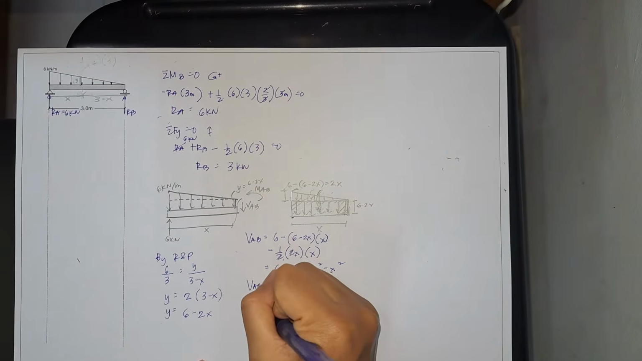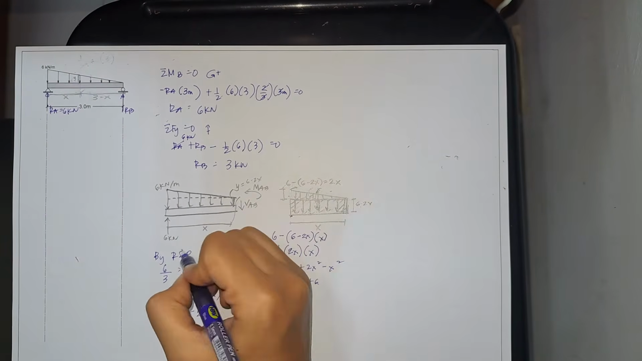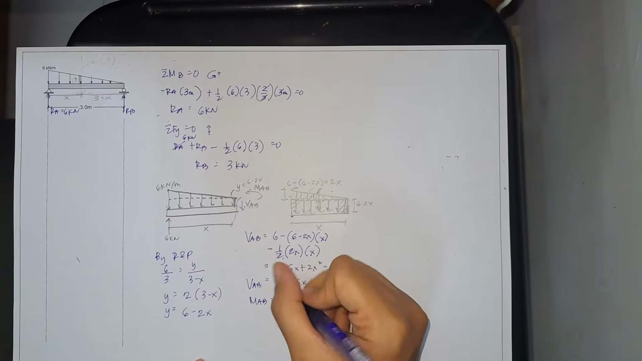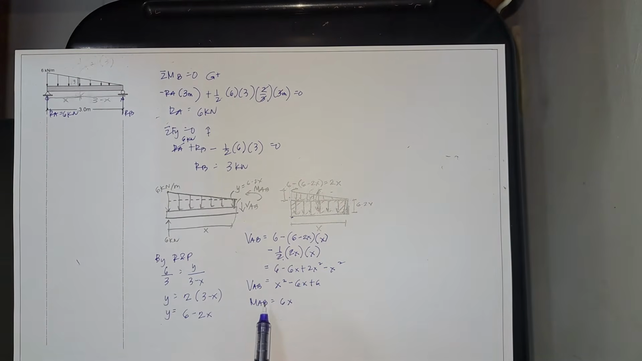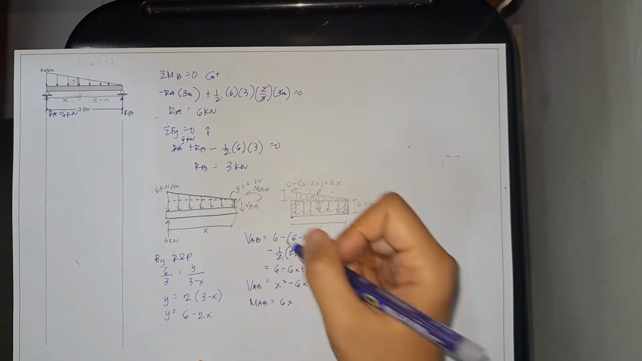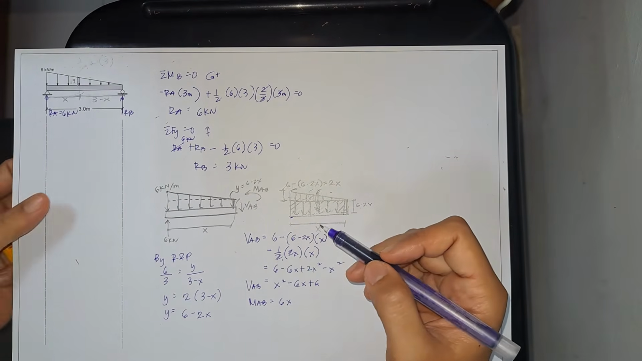And then, for the moment, okay, moment na po tayo. We will take the summation of moment here. So, we have 6 kilonewton multiplied by x clockwise motion. Pero, again, na-transpose na po kasi natin siya kaya clockwise. Positive. Okay. So, 6x next. Yung ating rectangular loading naman.